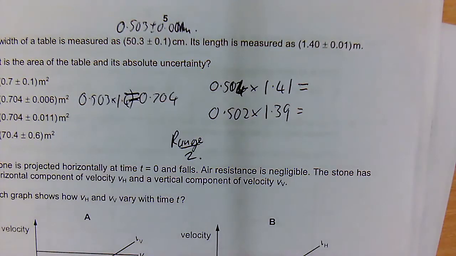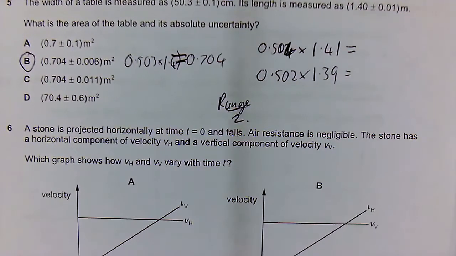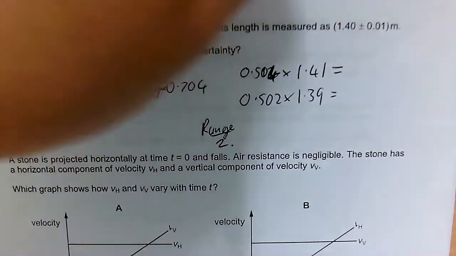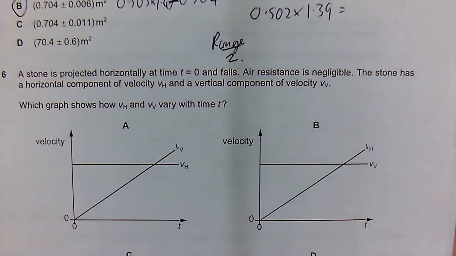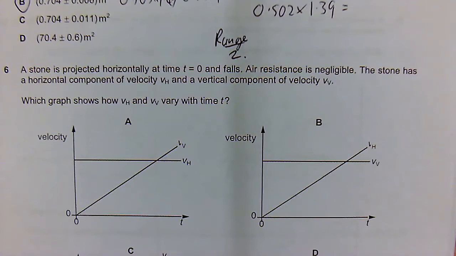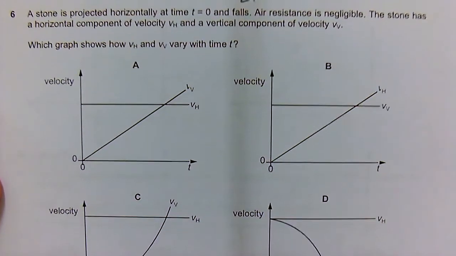Right, moving on. Got number 6. You've got a stone is projected horizontally at times t equals 0 and falls. We're going to ignore air resistance. And the stone has a horizontal component of velocity and a vertical component. How do they vary with time? Right, so remember your projectiles. The simplest way to think about this is think about it in terms of projectiles.